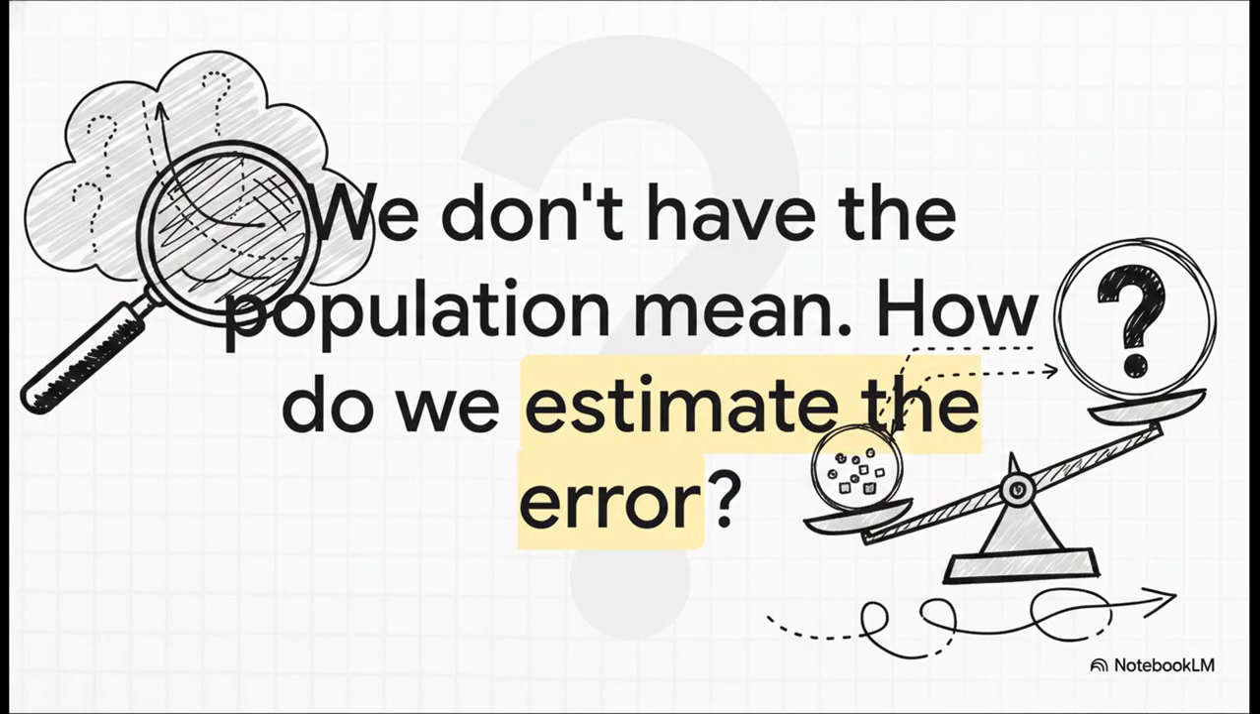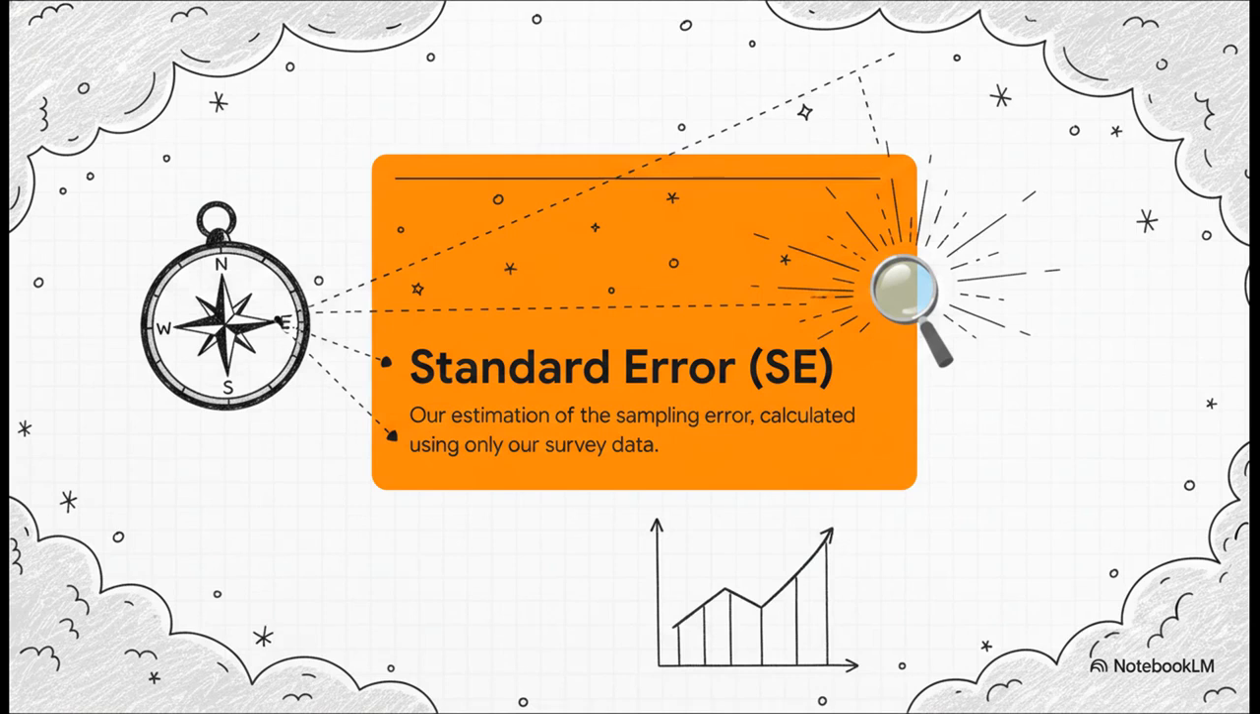This sounds like a bit of a catch-22, doesn't it? How on earth can you measure the difference between your sample's average and the true population average, a number you almost never actually know? I mean, if we already knew it, we wouldn't need to do the survey in the first place. And this is where statisticians get really clever. The solution is a brilliant little tool called the standard error.